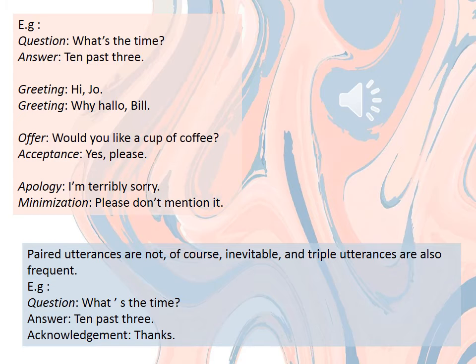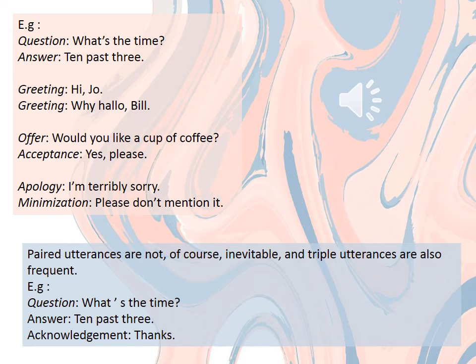And the next one is between offer and acceptance. The offer is, "Would you like a cup of coffee?" And the acceptance is, "Yes please." And the next one is between apology and minimization. The apology is, "I'm terribly sorry," and the minimization is, "Please don't mention it."